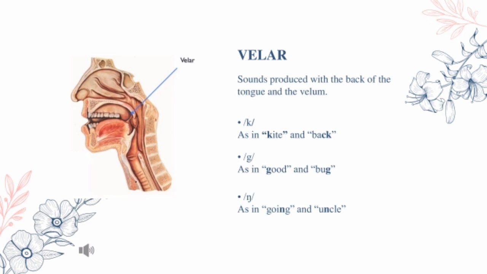Velar. Sounds produced with the back of the tongue and the velum. Let me give you the example. K. The words are kite and back. And then second, g. The words are good and buck. And the last one, third, ng. The words are going and uncle.